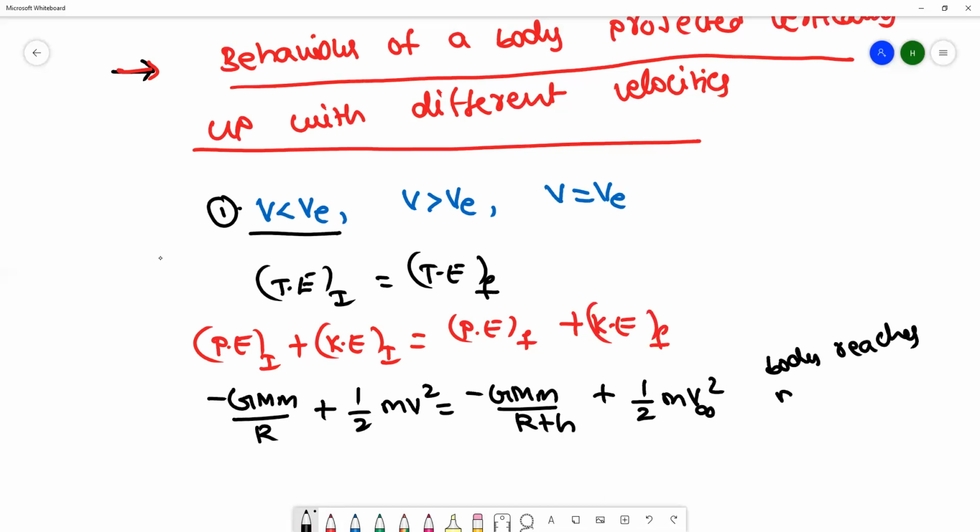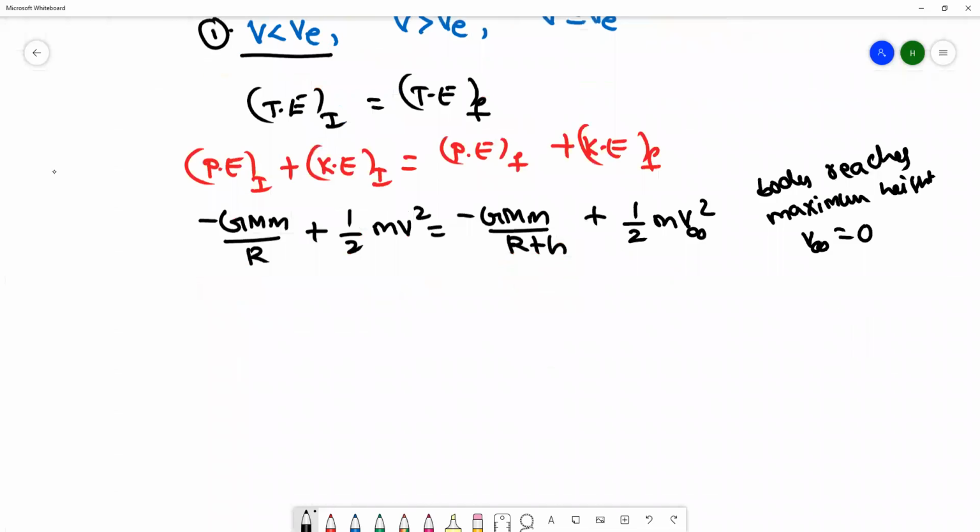Body reaches maximum height, but it will fall down. So at that time, you can consider v infinity is equal to 0. So that means final kinetic energy won't be there. So you can write the simple condition: minus GMm divided by R plus half mv square is equal to minus GMm divided by R plus h.